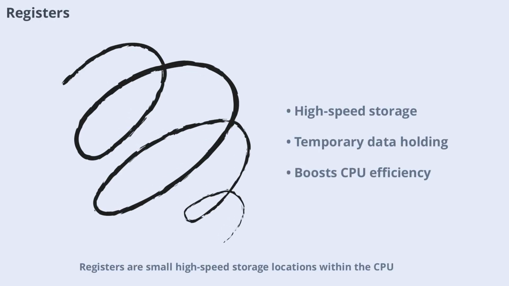Registers are small, high-speed storage locations within the CPU. They temporarily hold data and instructions that are being processed. Because registers are so fast, they play a vital role in speeding up computation and ensuring the CPU operates efficiently.